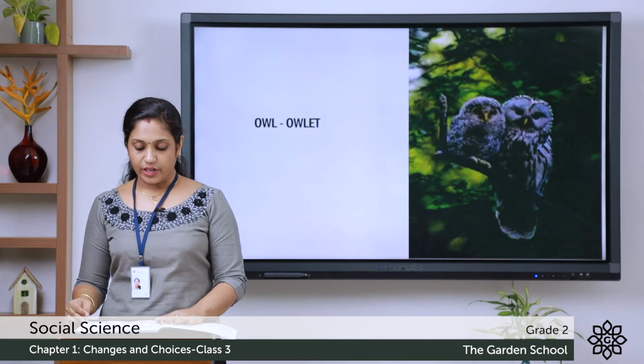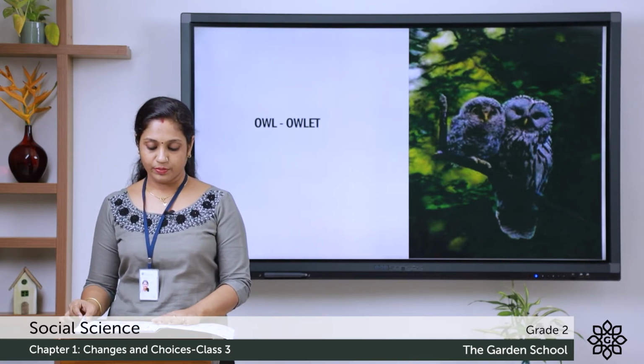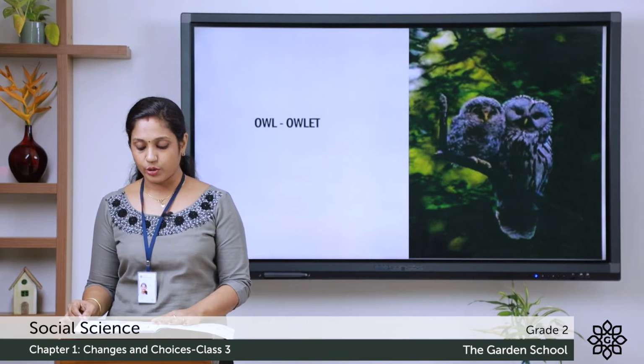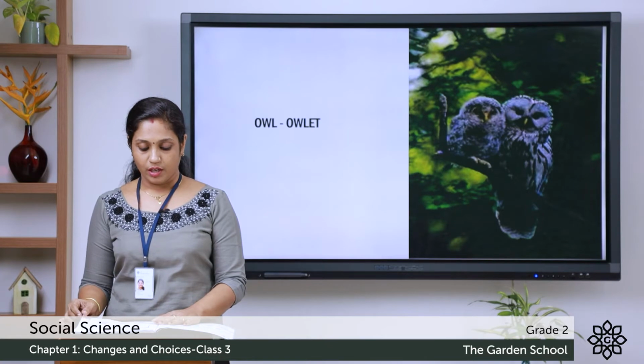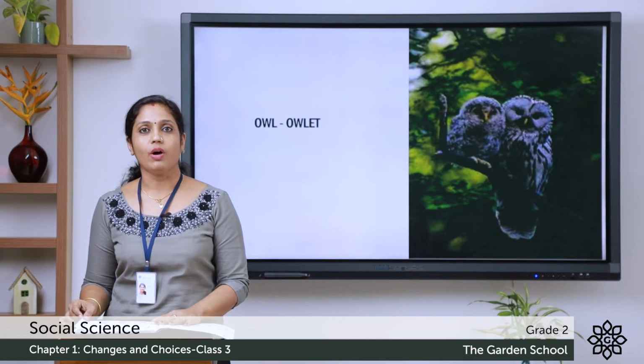On page number 3 itself, you can see an activity. Tick the things you can do on your own and cross what you cannot do on your own. What all things you can do and what all things you are not able to do on your own.